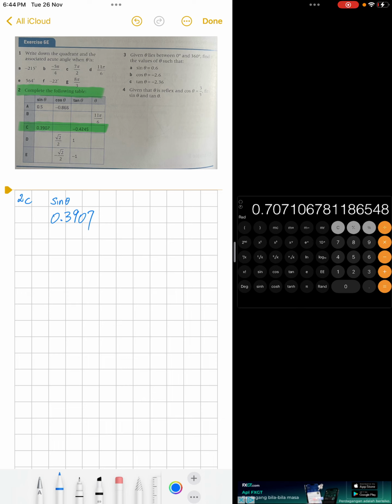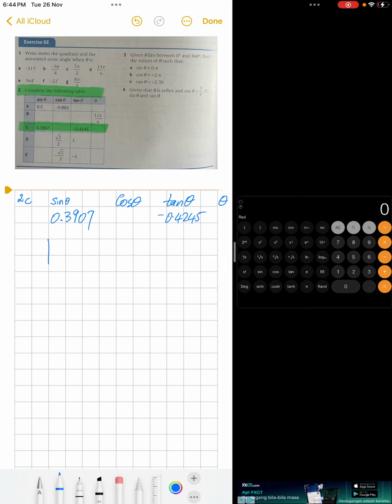So we've got sine of theta is 0.3907. We've got cos of theta, we don't know. We're told that tan of theta is negative 0.4245, and we're after what is theta. Well, I'm going to use the calculator because I have to. However, I'm not going to rely on it. I want to share with you my tools that I use for this type of question.